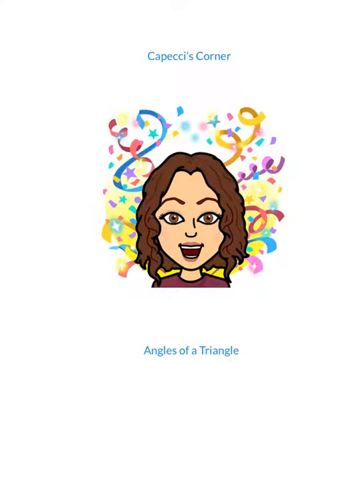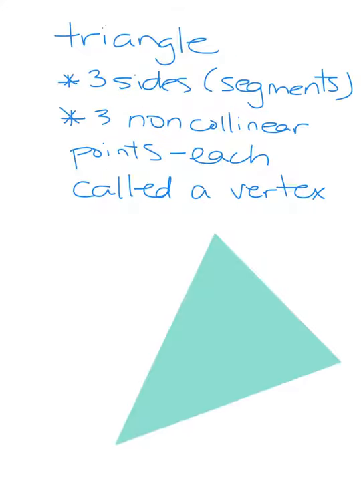Today's lesson is on angles of a triangle. Although we know what a triangle looks like, we need to break it down. So we have a triangle's form of three sides, which are segments because segments can be measured and the sides of a triangle can be measured. It is also made up of three non-collinear points, each called a vertex. So it's non-collinear because the points are not in a line.